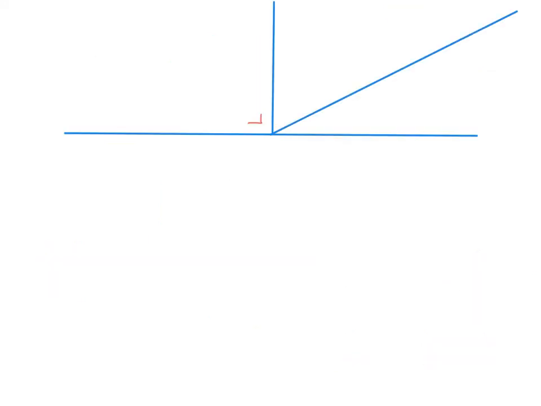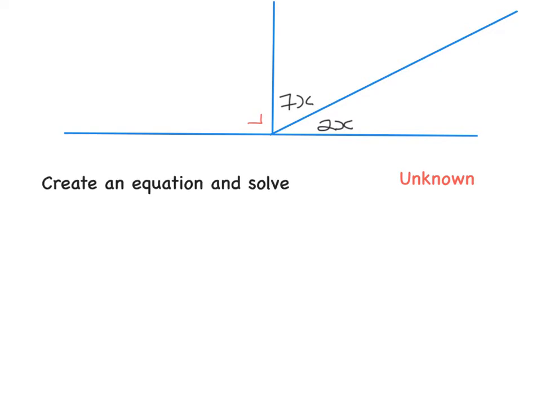Okay, so what we're looking at today is finding angles that are unknown. Normally when we talk about unknowns, we refer to them as letters. Here I've got a straight line angle. I know that this part here is a right angle, and I've got the symbol for right angle here. I'm told that this part is 7x, and this part is 2x. So these are unknowns, the unknown is x, and I am asked to solve. So create an equation and solve.